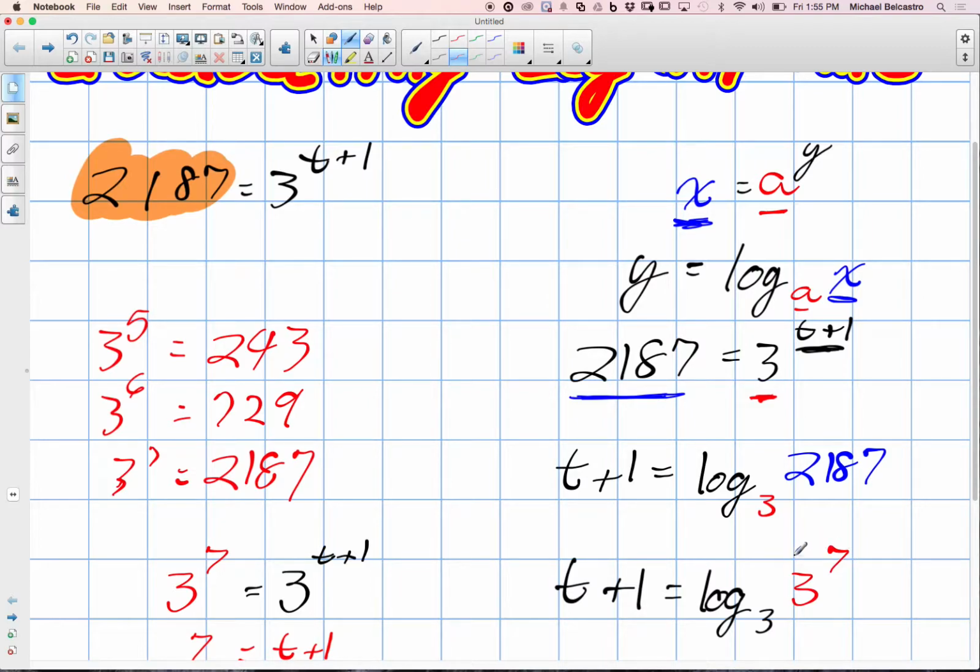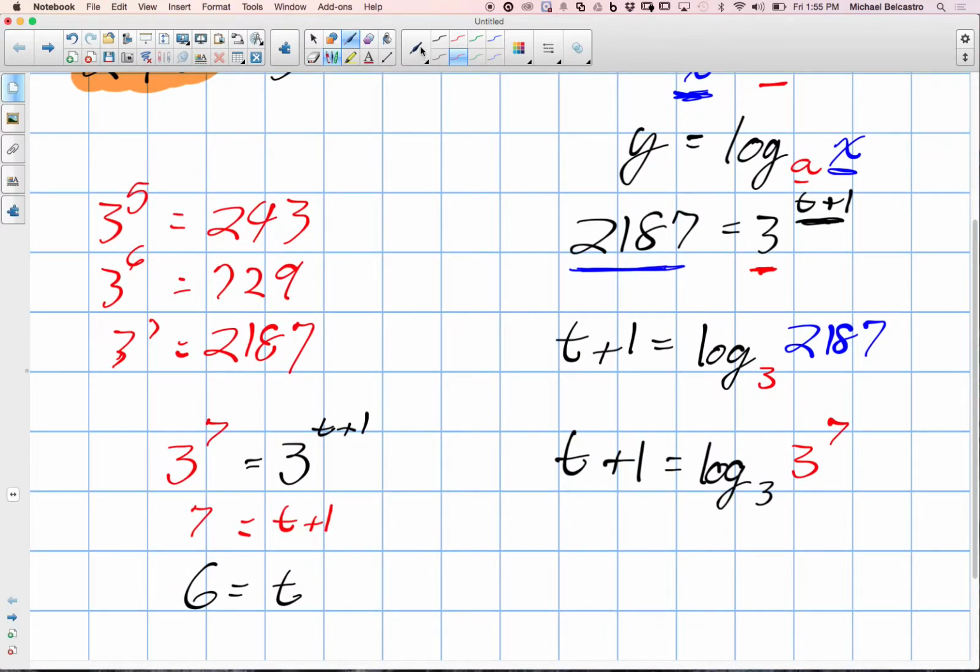Now I mentioned this maybe 2 days ago. When you have this relationship where your subscript is the same as the base of the exponent in your log, when those two are equal, this can all be simplified by just writing the exponent 7. So log subscript 3 of 3 to the power 7, if you had a calculator that does this, is actually just equal to the number 7.